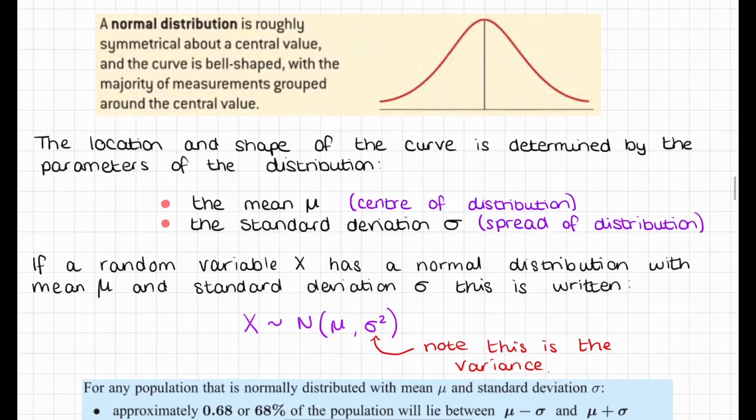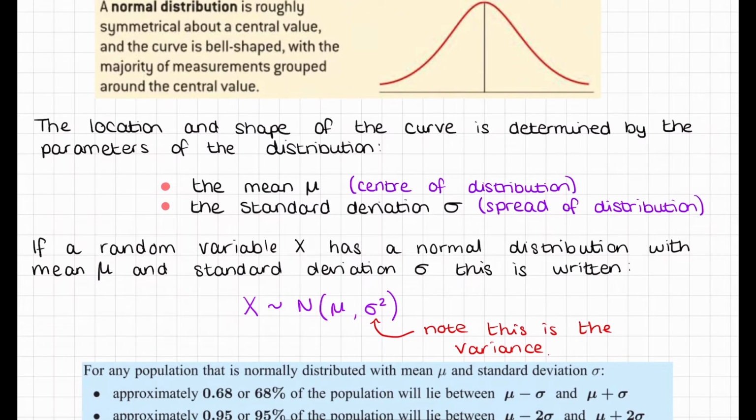If a random variable x has a normal distribution with a mean and a standard deviation, this is how we write it. So the symbol for the mean is this one here that I've circled in red, and the standard deviation, the one that I've circled in purple. Now notice in our notation for the normal distribution, it is the mean and the variance, which in normal distribution is our standard deviation squared.